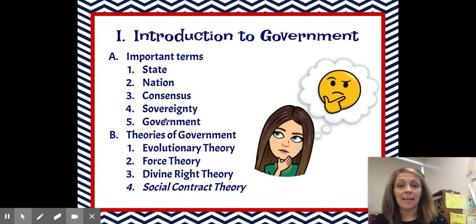And the last thing is government. So what is government? We're going to come up with a good definition as a class, but government basically is responsible for providing public services, providing protection, and maintaining order. And we're going to talk about how we do all of those things.